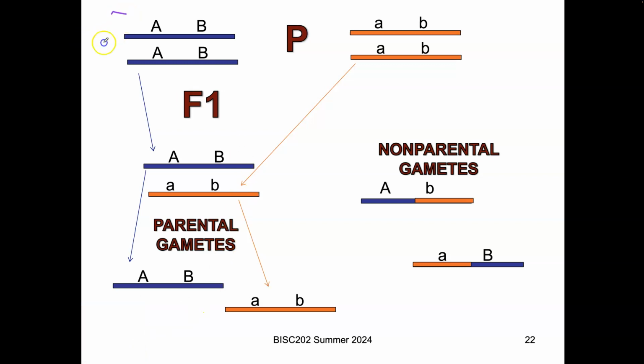So just a reminder that we have the parental generation here. It shows two linked genes. This parent is homozygous for the dominants, this one homozygous for the recessives. The F1 are going to have one chromosome from each of those parents. And I've done the color coding deliberately to try and show that.